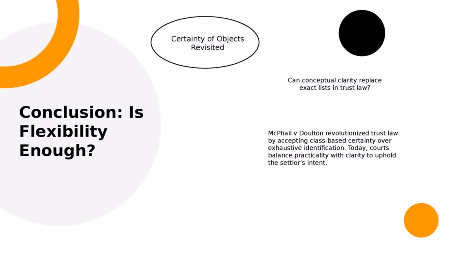You can now set it up, use the words correctly, and have class-based certainty over an exhaustive identification or specific individual names. So today, courts balance practicality with clarity. I know of a lot of very large beneficiary estates, with large amounts of value held in certain offshore trusts, and they are all only on a class. They never ever have a specific name written in as a beneficiary.